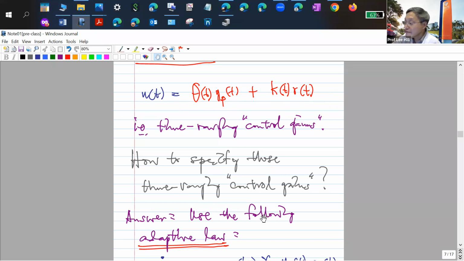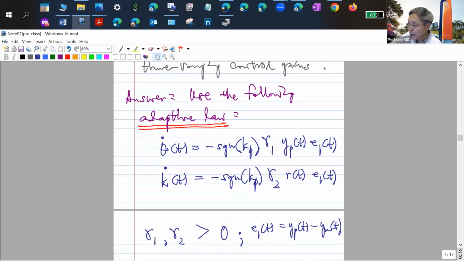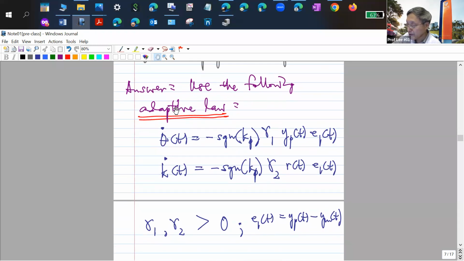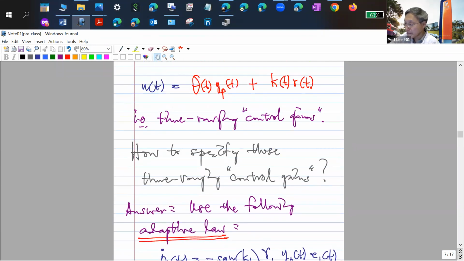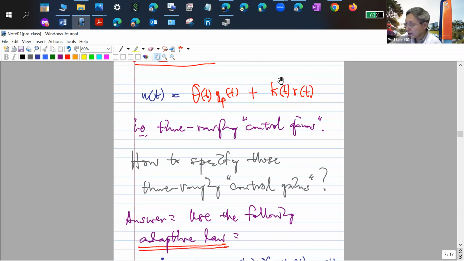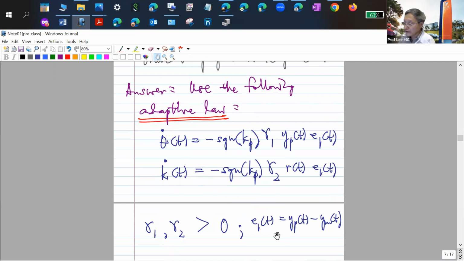I will now make this time varying in the following way. And this is what I call my adaptive block. So I need to tell you how to make theta time varying, and how to make k time varying. I'm going to make them time varying in the following way. I'm going to update theta.